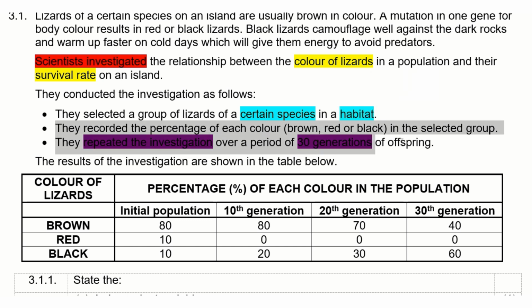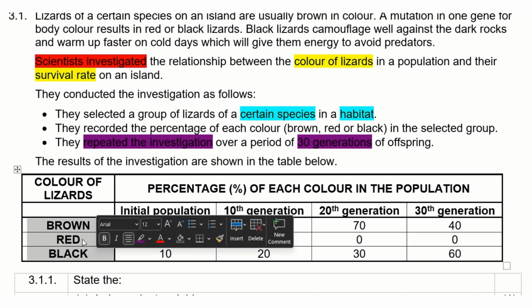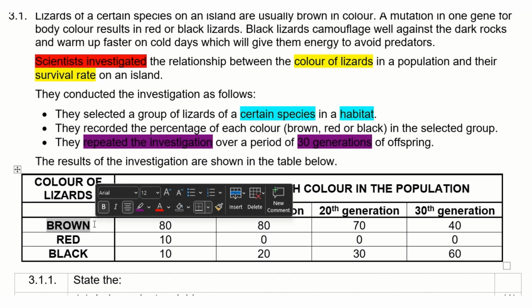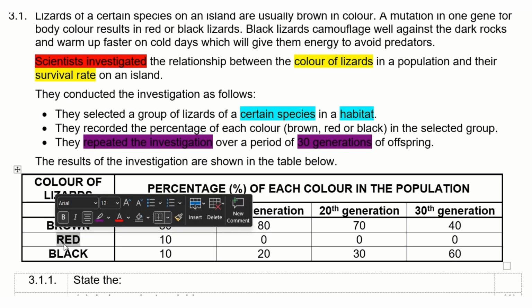If you read through this investigation, you don't really see anything obvious. Some of the obvious things that can remain the same are the age and the gender, the type of plant, and things like that. But in this case, there isn't anything obvious that jumps out. So this is where you'll have to think outside of the box a bit. Something that could remain the same is the number of lizards that you use for each color. Because if you think about it, you can't use 100 brown lizards and only 10 red lizards. That's not fair.